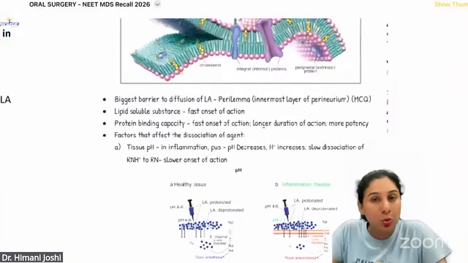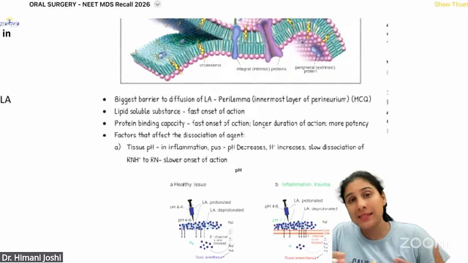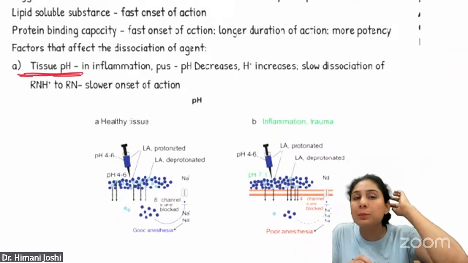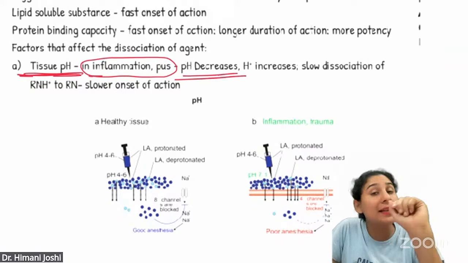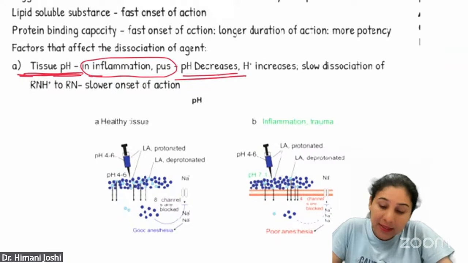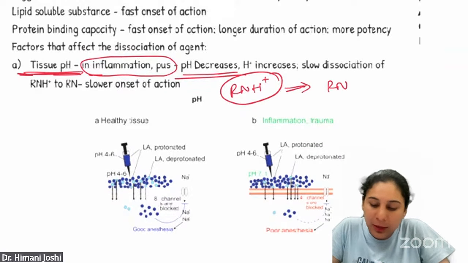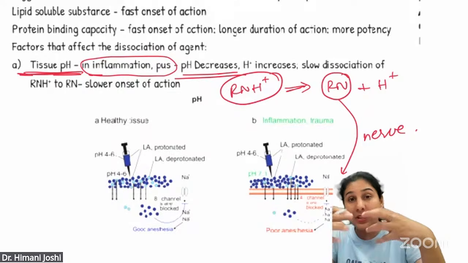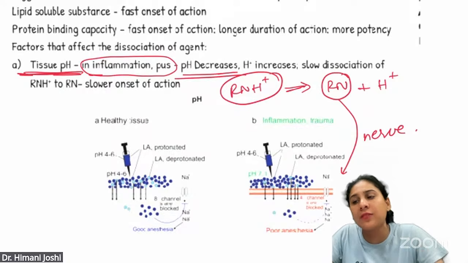We have taken this in our notes and our lectures where we have shown you the effect of acidic environment in the LA, right? So the tissue pH is governed by inflammation and pus. Whenever there is an inflammation and pus, the pH will decrease, right? When the pH decreases, the RNH plus, which is the solution of LA, which should ideally dissociate into RN and H plus. And this RN will go into the nerve, right? So the unionized form has to dissociate and become ionized. And then that solution can go into the nerve and cause its effect of anesthesia.